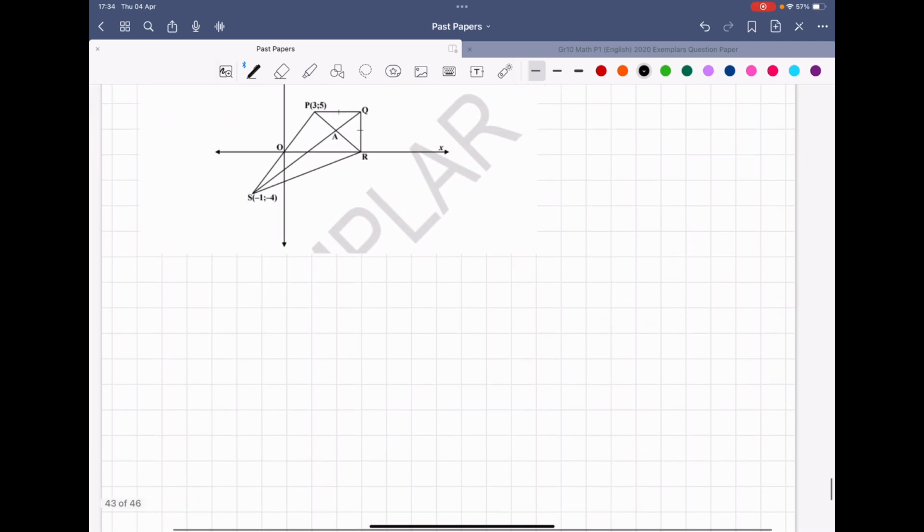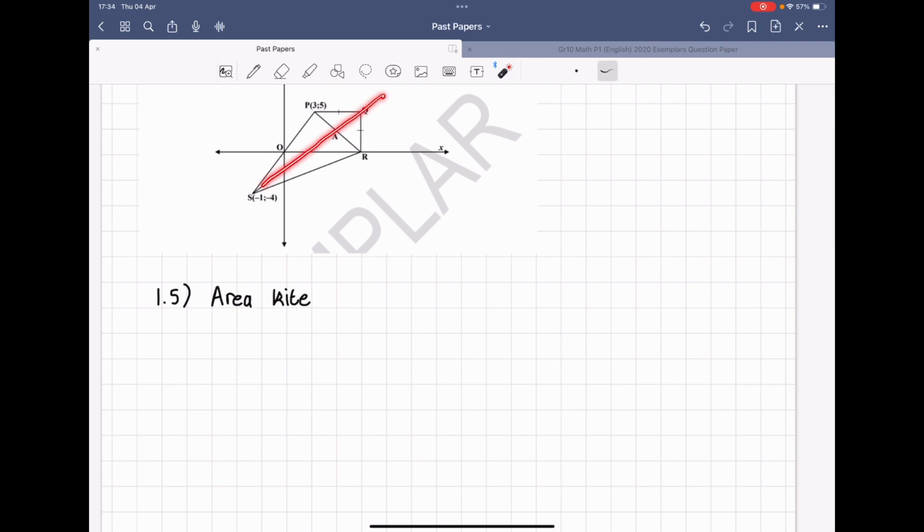Okay, and then for the next question, 1.5, we're asked to find the area of the kite. The formula for the area of a kite is just the product of the diagonals divided by 2. So in the previous part 1.4, we found the length PR. We already know that PR is equal to root 50, which is 5 root 2. Then we need to find SQ, which we can do using the distance formula.